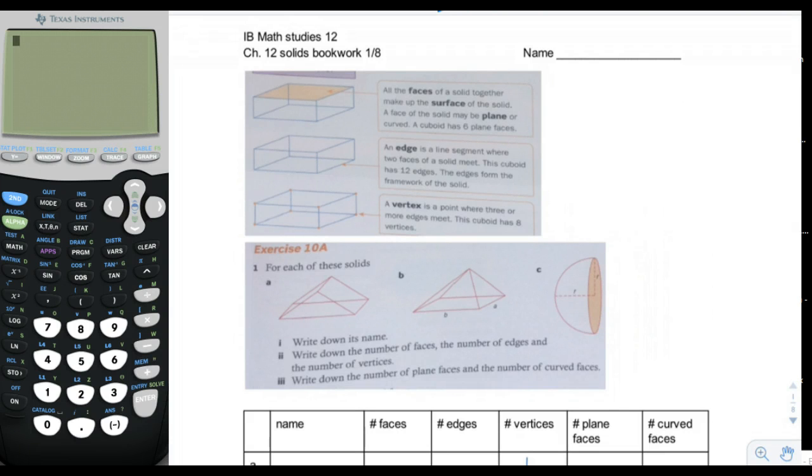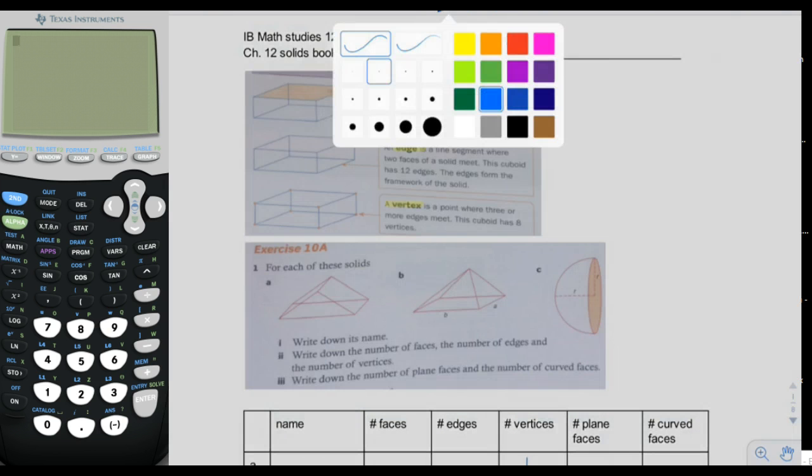Solids, page 1. We're introducing some new terms here, or maybe some old terms for you. If you have a three-dimensional solid, which is like a three-dimensional object, we talk about its faces, its edges, and its vertex or vertices. I'm going to show you what each one is.